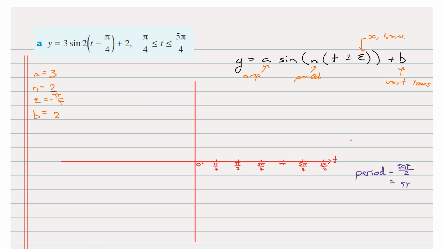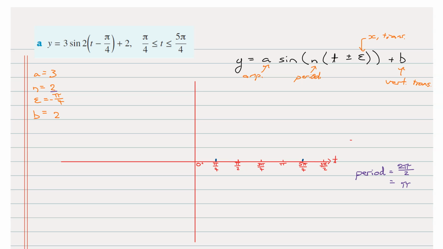Now notice that the start point is going to be pi over 4, because our epsilon is negative pi over 4. It means we're going to start on the right hand side of the graph at pi over 4, somewhere here. And the period itself is pi, so we have to count pi onwards. So there's a quarter, a half, three quarters, and a full. So the period of this function, or one complete cycle, is going to start at pi over 4 and finish at 5 pi over 4.